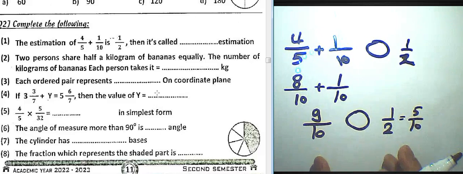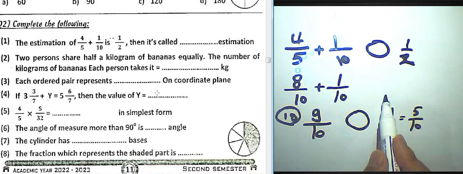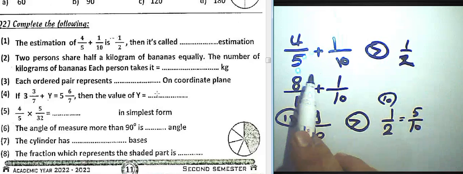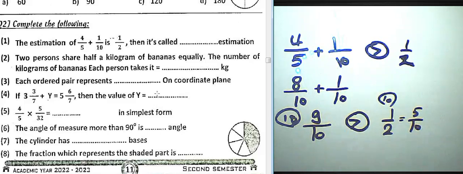The product of means equals the product of extremes. 9 times 2 equals 18, and 10 times 1 equals 10. Okay, it's very easy for you. Then 4 over 5 plus 1 over 10 is greater than 1 over 2. Next question here.